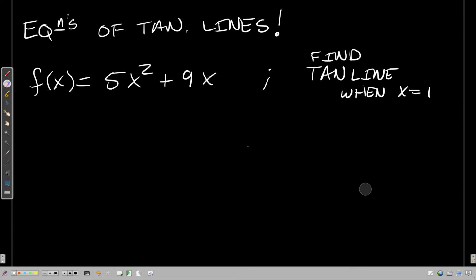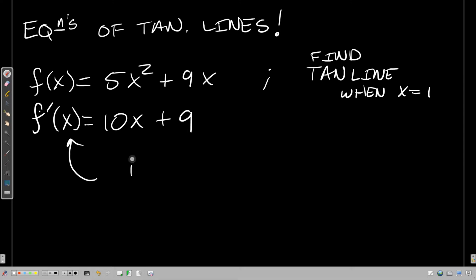Okay, then we need the derivative of f, because the derivative will be able to tell us what the slope of the tangent line is for any value of x. And in this case, they're wanting to know about it when x is 1. So we would have f prime of 1 being just 19.